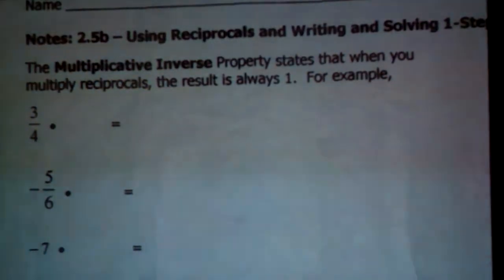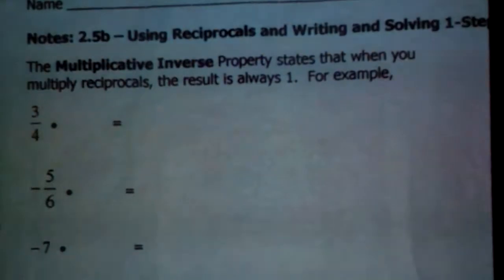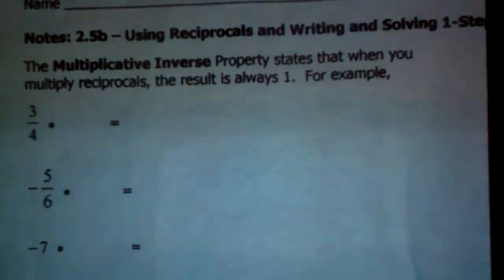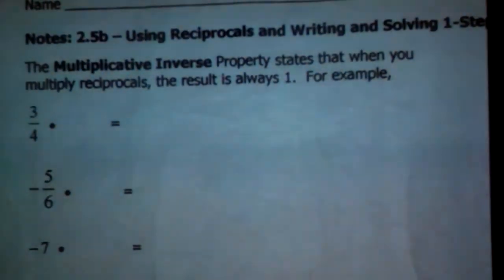Multiplicative inverse property. The multiplicative inverse property states that when you multiply reciprocals, the result is always 1. For example. All right, so all we're going to do here is show you what happens when you take a number and multiply it by its reciprocal. This is so much fun because you just get to cross a bunch of stuff out.